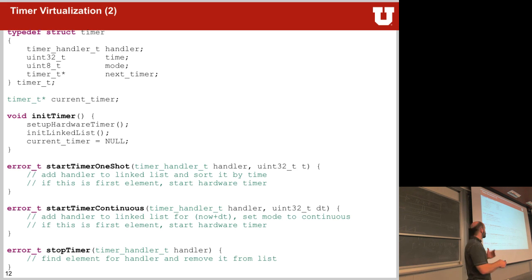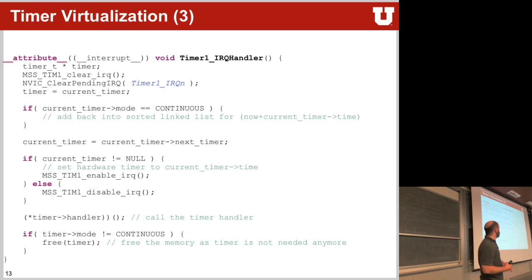Implementing these functions will be your job. Start timer one shot adds the handler into the linked list at the right time, so you have to traverse your linked list and find the right place to add it. For start timer continuous, you have to add it correctly into your linked list as well. If you stop the timer, you have to traverse your linked list and remove that particular element. In your interrupt service routine, you first clear the interrupt and the pending bit, then you set timer to the current timer. That's the timer that has to be expired right now.